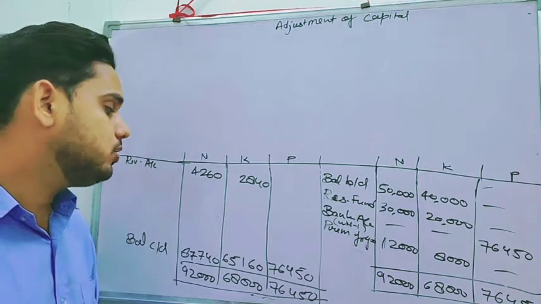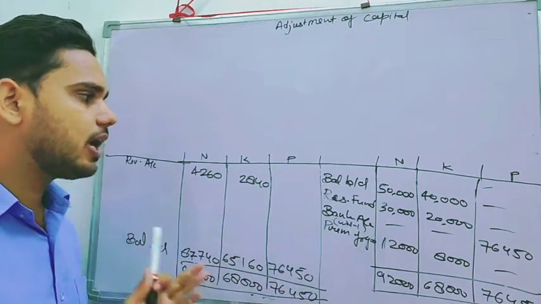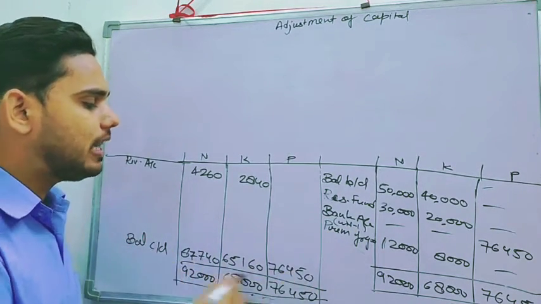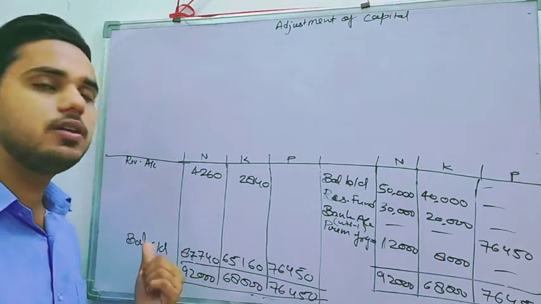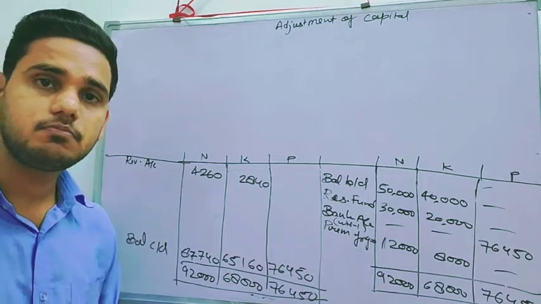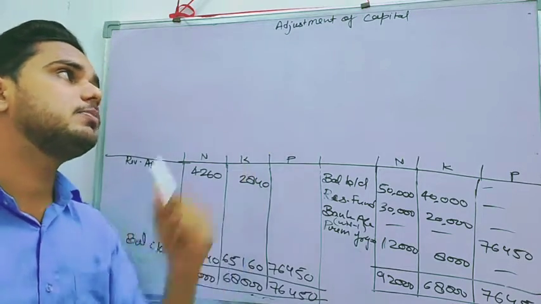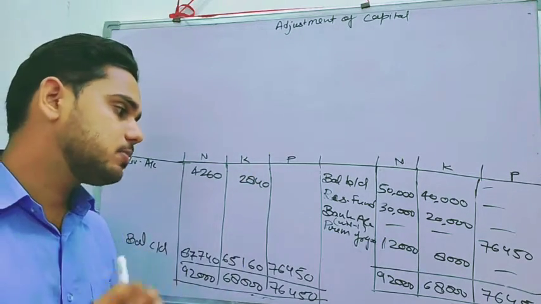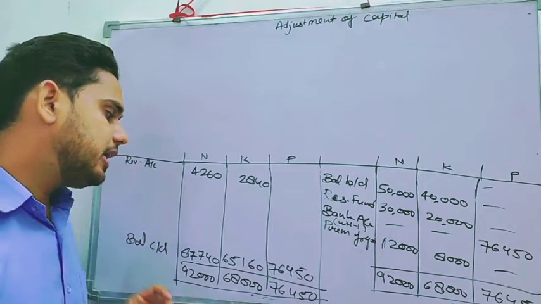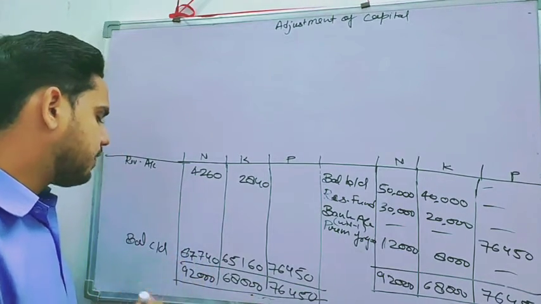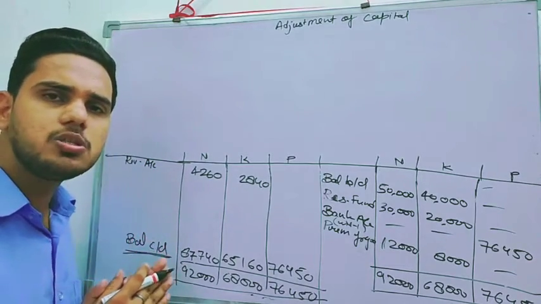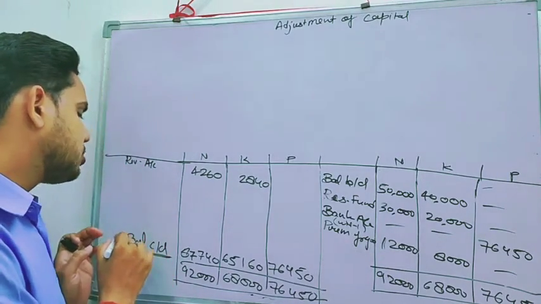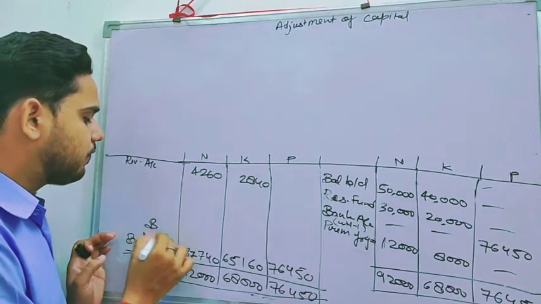After all these 3 steps, what we do, sir, we close the accounts. How do we close the accounts, sir? We balance the account and we try to find the balancing figure, and this balancing figure was our closing capital, right? Now, what does adjustment of capital mean? Adjustment of capital means that this value, which is our closing capital, no doubt, how did we get this closing capital? We got this closing capital as a balancing figure.